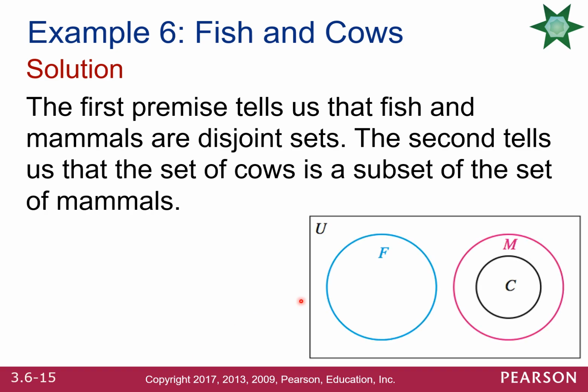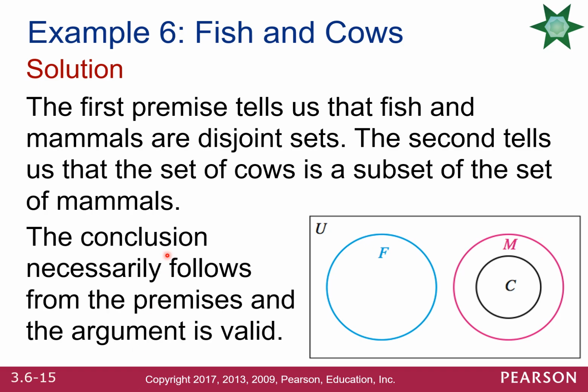So here we have the circle for fish, and then as a separate circle we have the red circle representing mammals, and within the circle of mammals, the set of mammals, we have the set of cows, the circle of cows, because all cows are mammals. So the entire set of cows falls within the circle of mammals, correct? So what's then the conclusion?